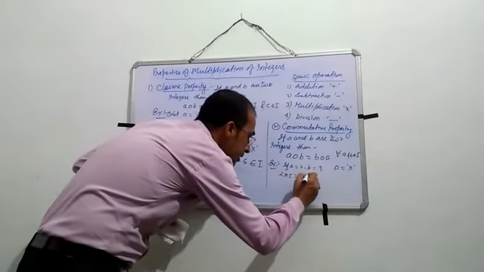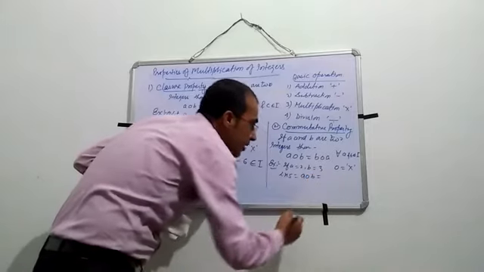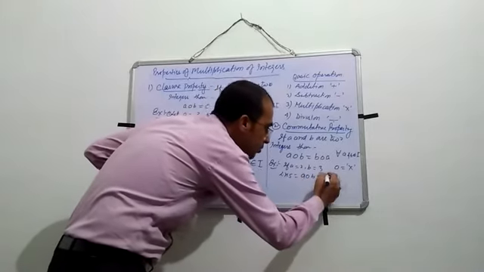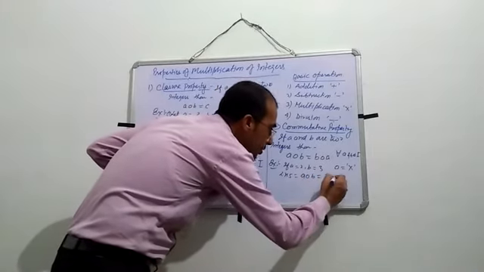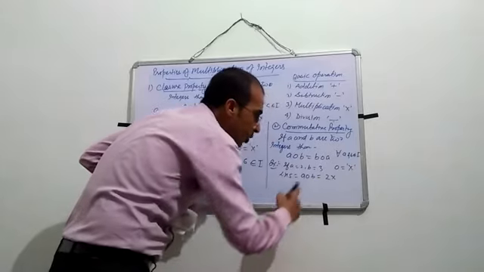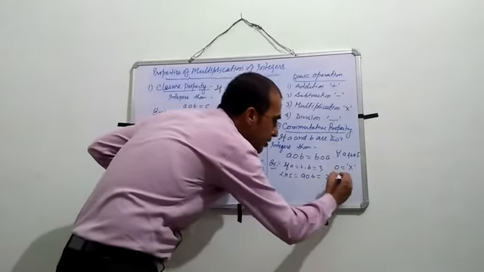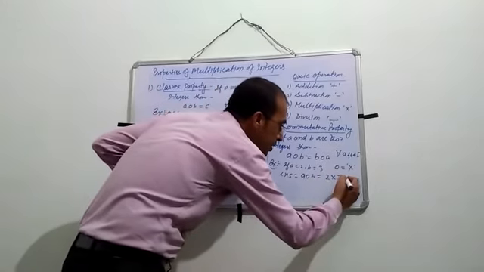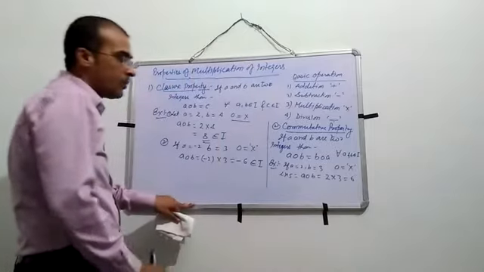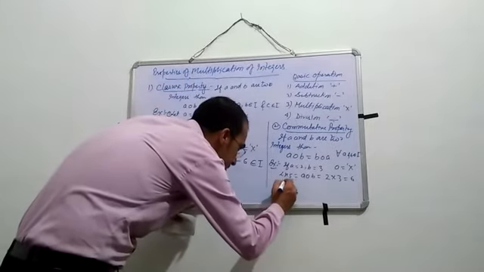What is your LHS? a o b. It means you can write a equal to 2, o is the multiplication operation, and b is equal to 3. And 2 threes are 6. What is RHS? You can see this is RHS.